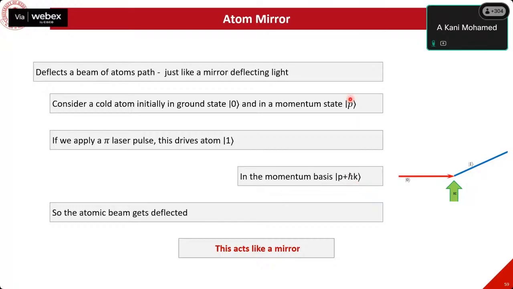So now the atom initially moving with the momentum P can be deflected in different directions just by using a laser light pulse having a width of pi. So a pi pulse can be used to deflect the atoms, and it acts like a mirror in optics.